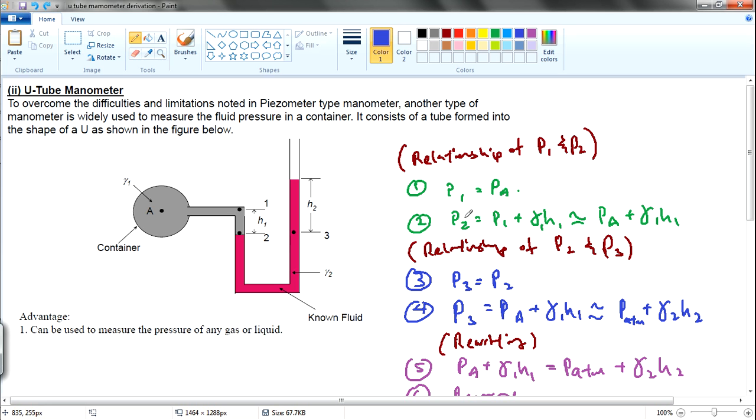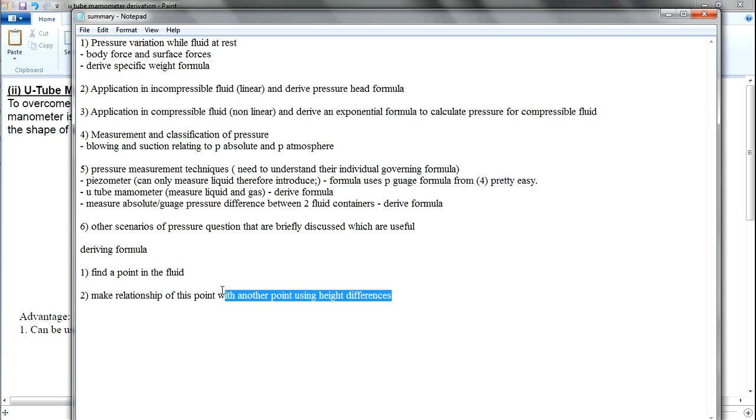So P1 equals P_A, where point 1 is equal to point A, and then point 2 is equal to P1 plus rho 1 g h. So you're just taking the pressure over here plus the pressure over here, in order to get the pressure at this point. So you want to make a relationship between P1 and P2. Maybe I should rewrite it as: make a relationship of this point with another point using height differences.